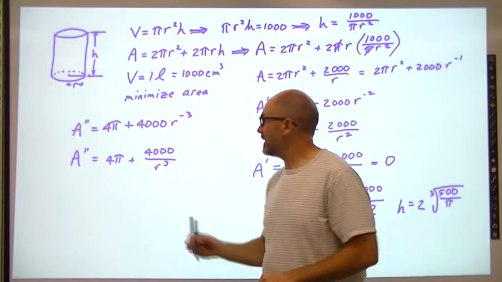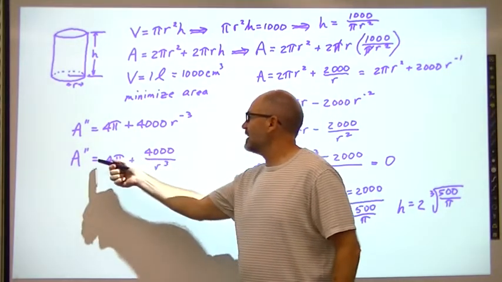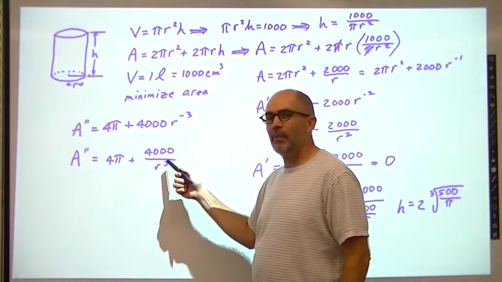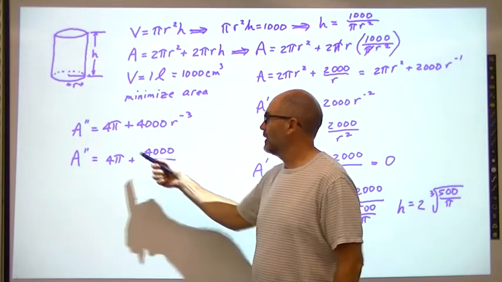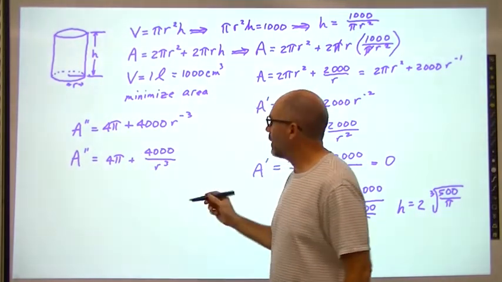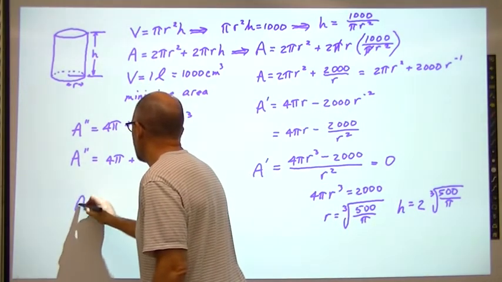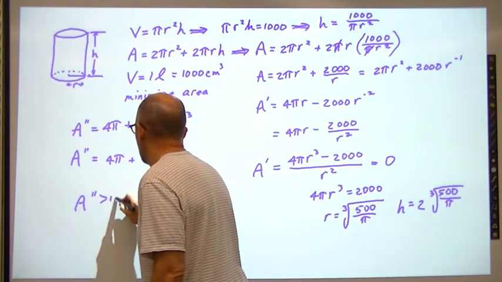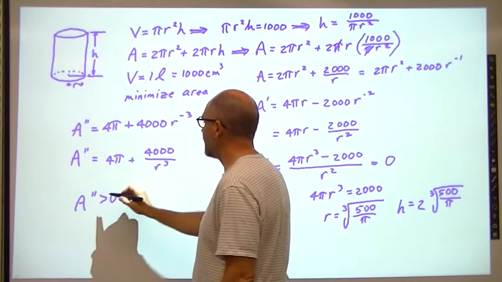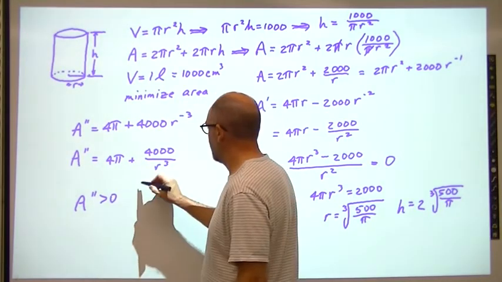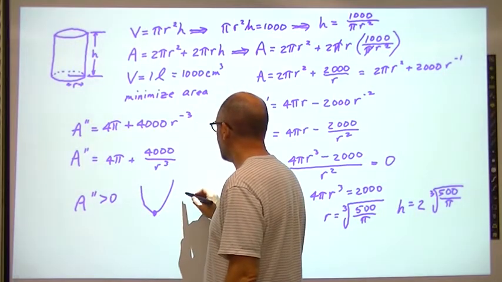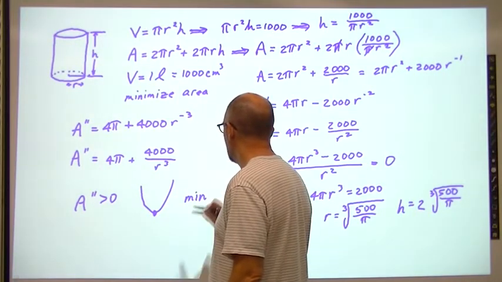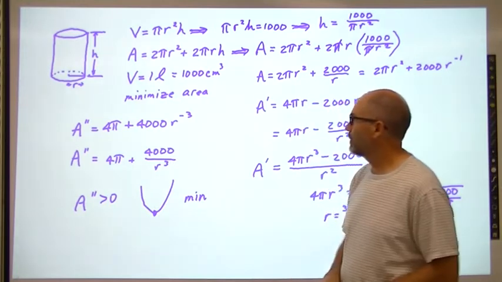Now the thing that you see here is a double prime is always positive because there's no way radius could be negative. So a double prime is always positive. What does that mean? That means we have concave up. Concave up means that the critical point is a min, which is what we were hoping for, because we want to minimize the area.